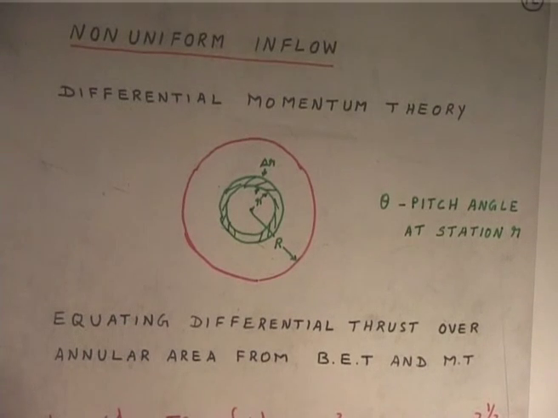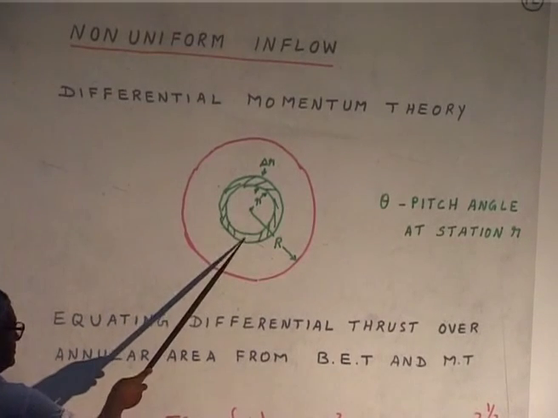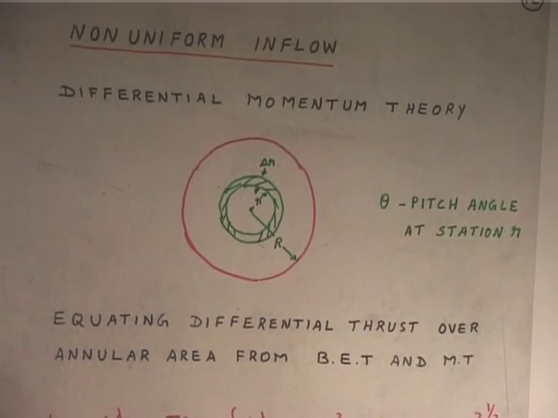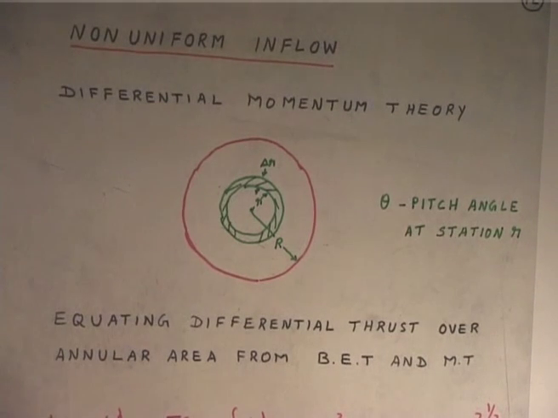This is my annular disc. What I will do now is start comparing the thrust generated by this annular area using momentum theory and using blade element theory. Please understand, you may ask, what is this momentum theory? You said it is for the entire disc. We used a slipstream, and then we assumed some uniform inflow everywhere, we calculated, and we got the expression.